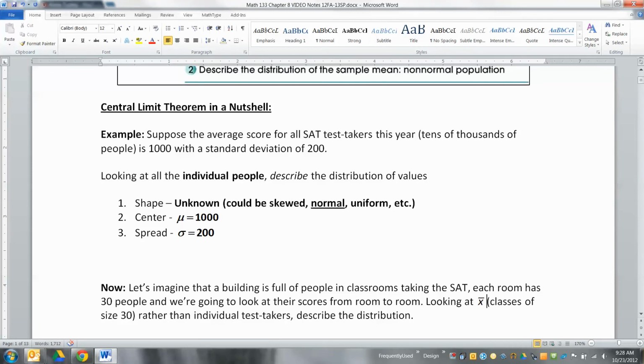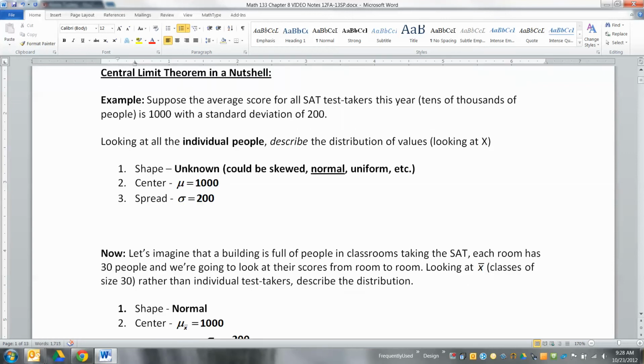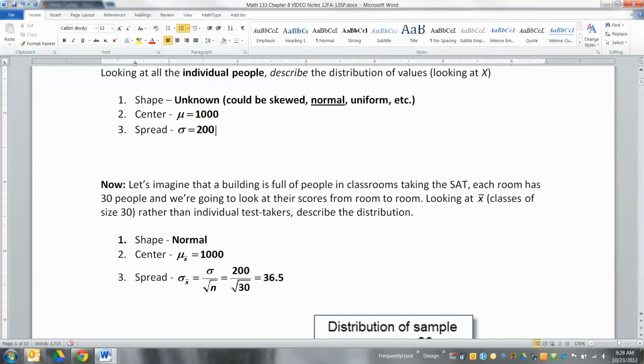Every class is size 30. How is that going to be different from looking at individuals? Up here, we're looking at X values, individual scores. But down here, I don't ever go into the rooms and see the individual X's. I just know the average from the room because somebody comes out and tells me. That's all I know.